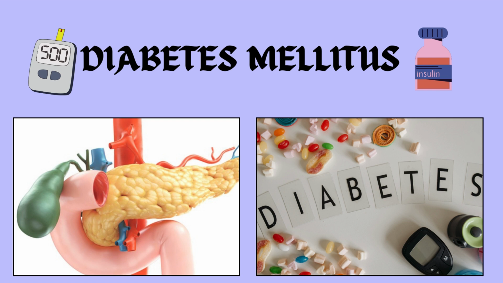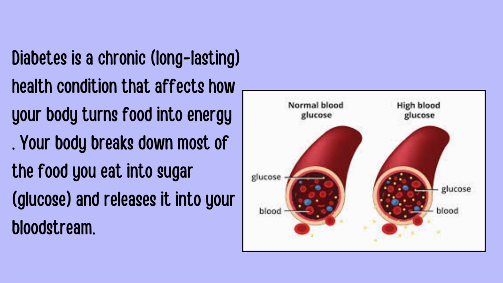So first, before discussing diabetes mellitus, we will discuss insulin. What happens in diabetes mellitus? How does it occur? We have insulin in our body that is secreted by the pancreas. So what does insulin do? Insulin takes the glucose and transports it to the tissues of the body, like the liver, muscles, and adipose tissue.